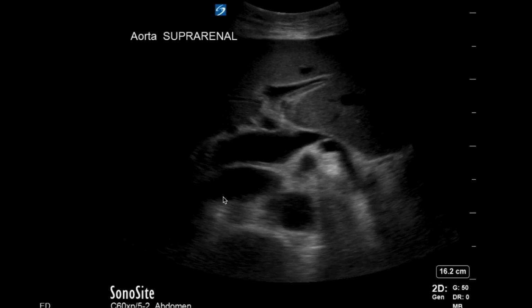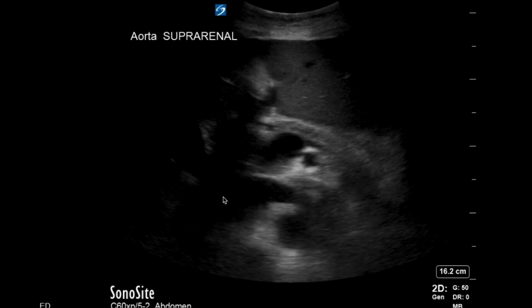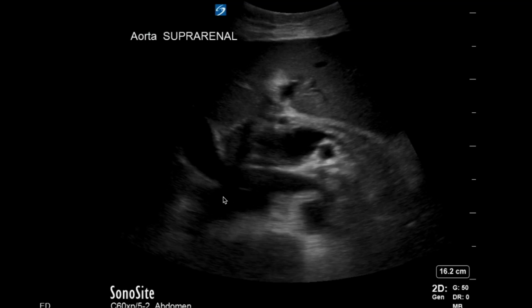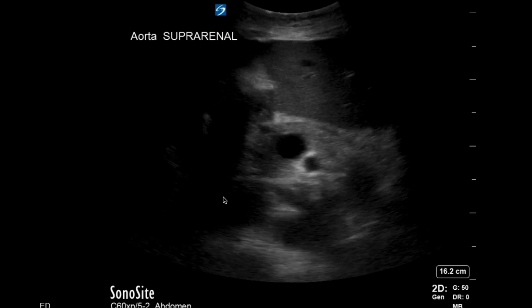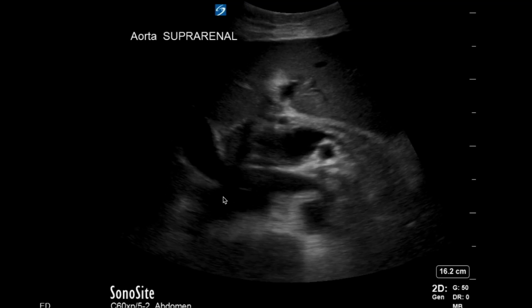So this next case was a 60-year-old woman who came in with respiratory distress. And as part of her workup, she ended up getting some aorta scans here. So we're going to go through an aorta scan.